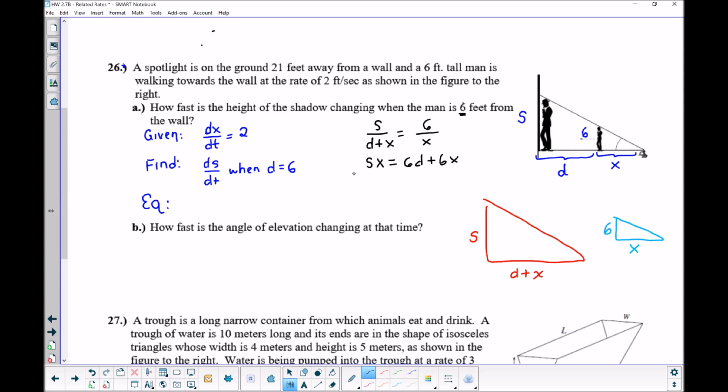Trying to read through the problem here to make sure that... spotlight on the ground, 21 feet from the wall.